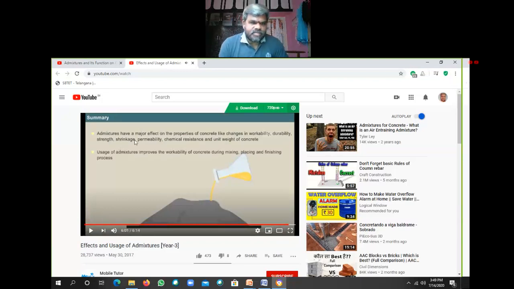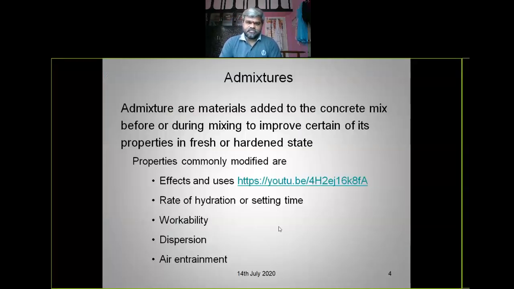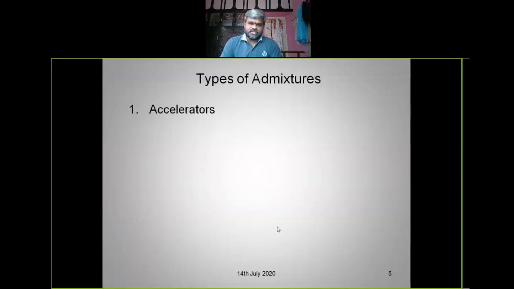Admixtures have a major effect on properties of concrete, like changes in workability, meaning the ease with which it can be worked, or the homogeneity of the mix we can prepare. Durability of concrete, even slight changes in strength, controlling of shrinkage properties, controlling of permeability, impermeable structure. We can make the concrete chemical resistant, and the unit weight of concrete can also be reduced by adding air entraining agents. The usage of admixtures improves workability of concrete during mixing, placing, and finishing, right? This is what the effects and uses of admixtures are.